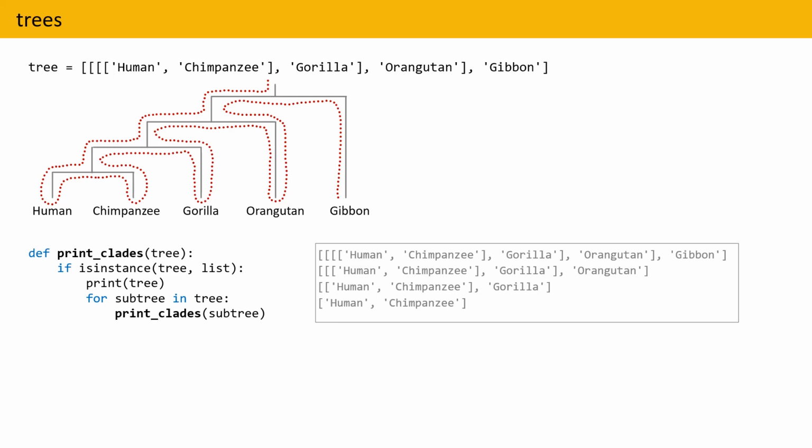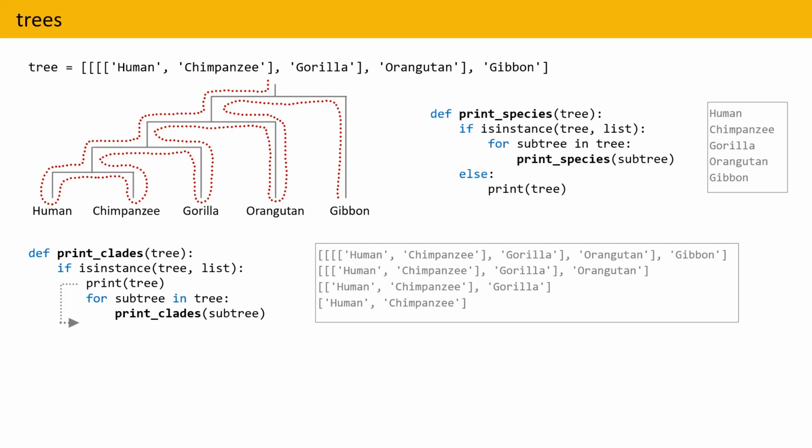By the way, if we move the print statement after the for loop, the code would print the clades in increasing size instead of decreasing size. What if we want to print the species names only? That is easily done as well.